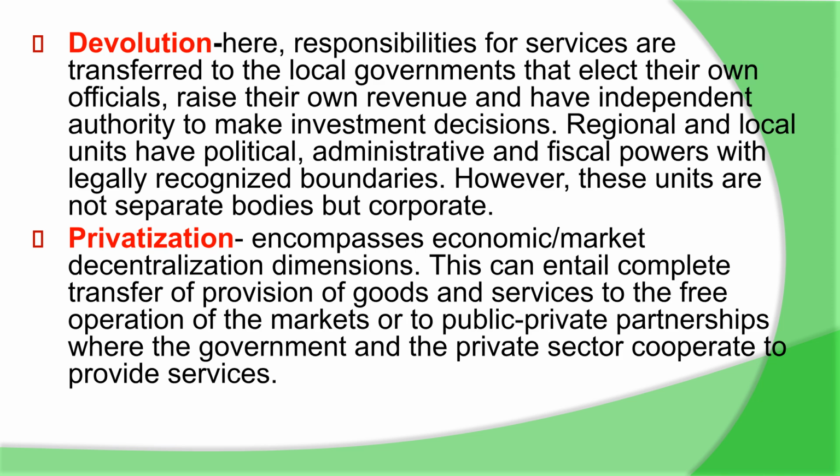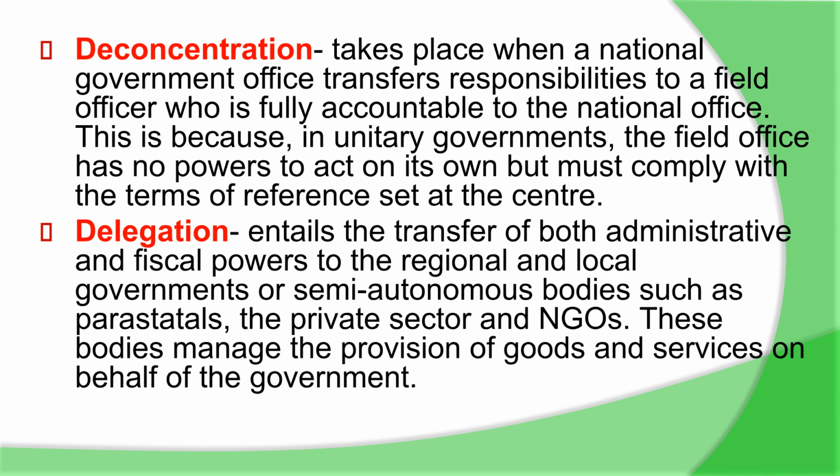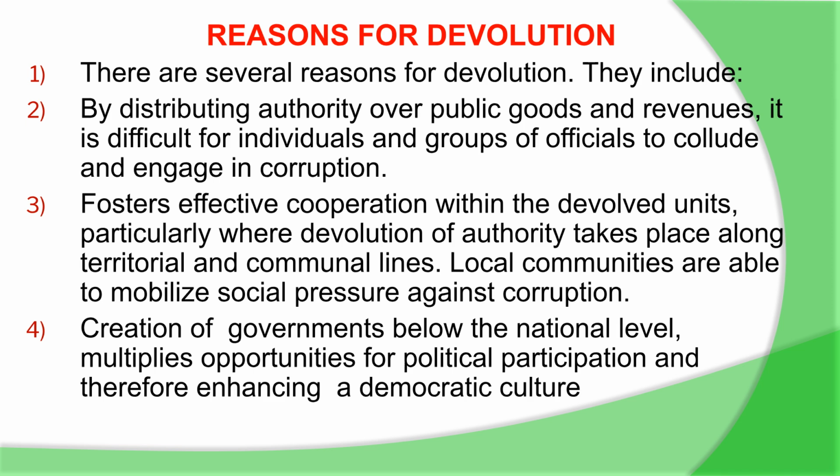Devolution transfers service responsibilities to local governments, which elect officials, raise revenue, and make investment decisions. Privatization encompasses economic and market decentralization, involving the transfer of goods and services provision to the free market or public-private partnerships. Deconcentration occurs when a national government office transfers responsibilities to a field officer, who remains fully accountable to the national office. Delegation involves transferring administrative and fiscal powers to regional or local governments, or semi-autonomous bodies like parastatals, the private sector, and NGOs. Devolution has several key reasons.